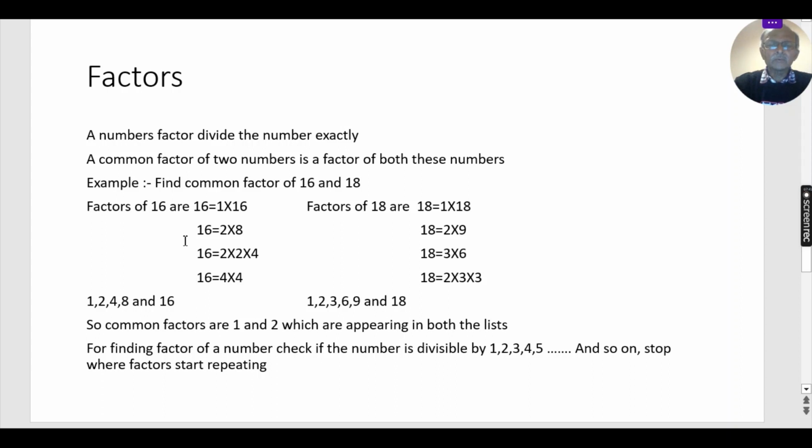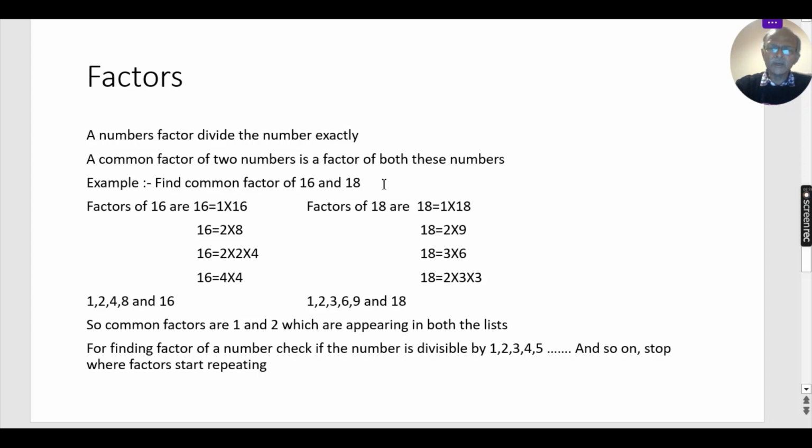So that means you go on dividing the given number by 1, 2, 3, 4, 5, 6 and so on, and see if it is divided exactly. That means there is no remainder left after division. For example, if I want to divide 16 by 5, it will be 3 into 5, but the remainder will be 1. So it is not a factor. 5 is not a factor of 16. So this is the general way of finding factors and finding out the common factor of any given two numbers or a given set of numbers.